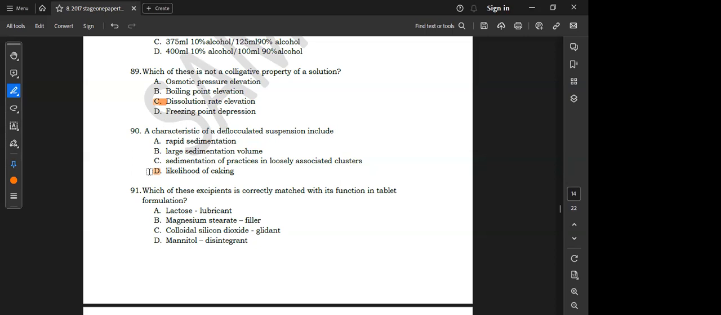Which of these excipients? So we had covered that. You can just revert back to the group for those differences. Which of these excipients is correctly matched with its function in tablet formulation? Lactose, lubricant; magnesium stearate, filler; colloidal silicon dioxide, glidant; and mannitol, disintegrant.